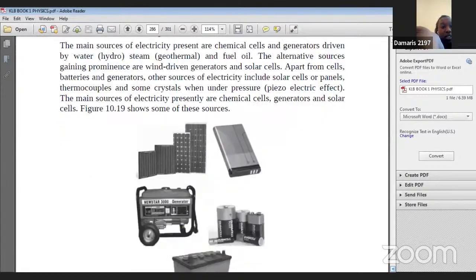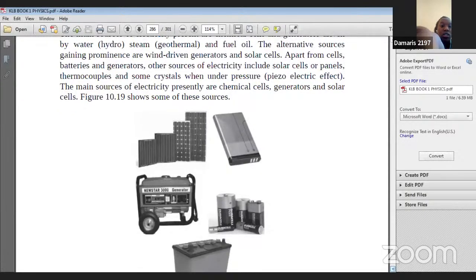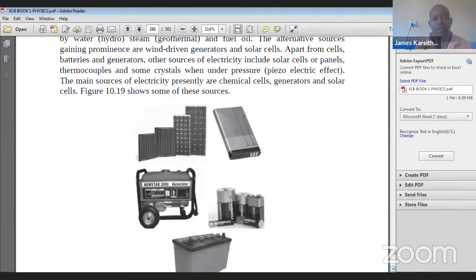The main sources of electricity presently are chemical cells, generators, and solar cells. Figure 10.19 shows some of these sources. Very good. Yes, the last part, the main sources of electricity presently are chemical cells, generators, solar cells.